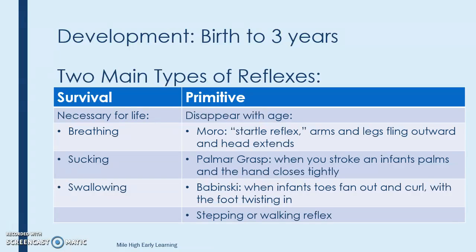The primitive reflexes that you were born with that eventually disappear are Moro, which is the startle reflex, which I'm sure some of you have seen, and that's kind of that arms and legs fling outward and head extends, and we do that even still as adults sometimes. The palmar grasp, so that's when you stroke an infant's palm, and the hand is going to close tightly, usually around whatever has stroked it, so your finger. Babinski is when you stroke an infant's foot, and the toes fan out and curl. And then there's the stepping or the walking reflex, which is actually an interesting one, where if you hold the child and they put their feet on the ground, a very young infant, they will actually move their feet like they are walking.